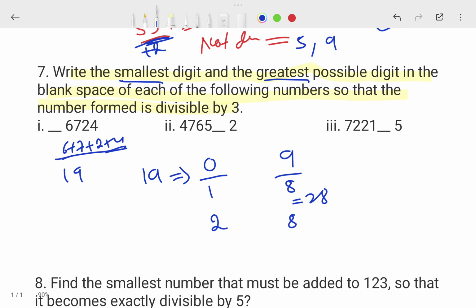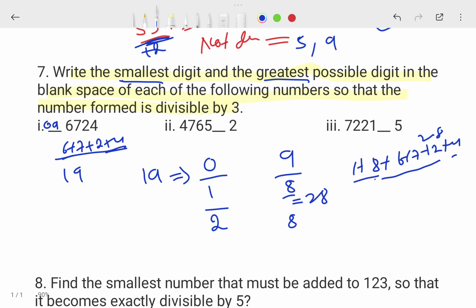So what can you write here? You can write 0 and 9 also. But if you don't want to write 0 and 9, you can write 1 and 8 also. Why 1 and 8? You can add 1 plus 8. If you write that, then it's going to be 6 plus 7 plus 2 plus 4. Add this one: 9, 9, 9, 18 plus 4 is 22, 22 plus 6, that's going to be 28.